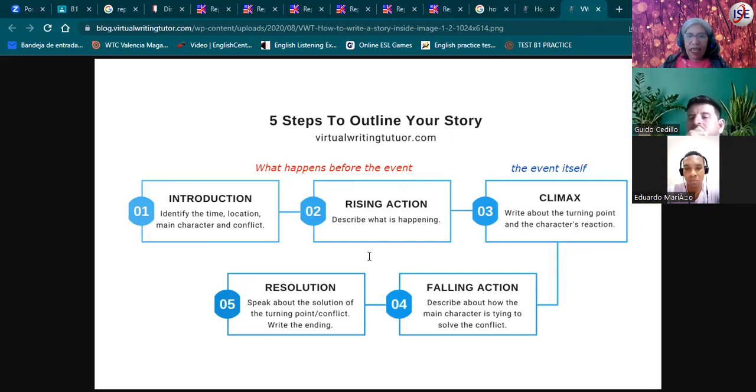Okay, and then in here, falling action and resolution is what happens after the event.